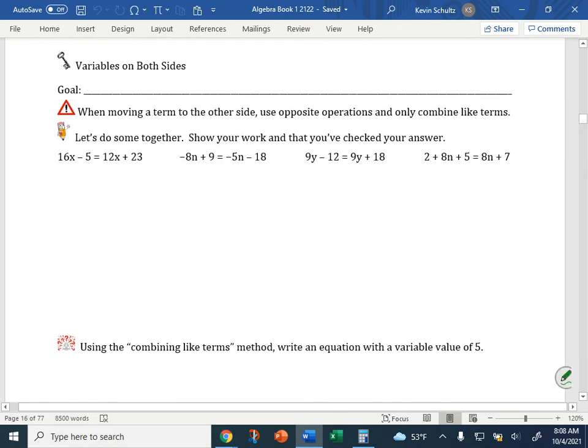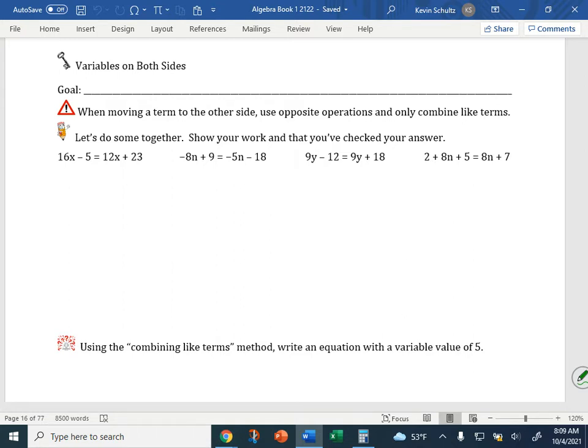It seems intimidating, but these are all just one step away from a two-step equation, right? Because look at the first one, 16x minus 5 equals 12x plus 23. What do you need to do to turn this into a two-step equation? William? Combine 16x and 12x.